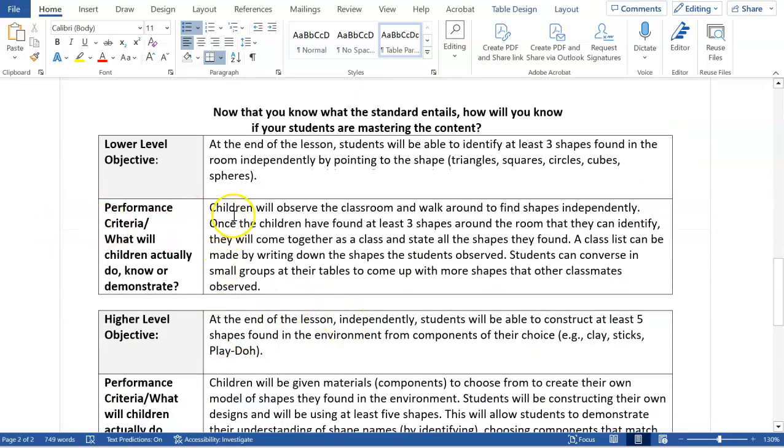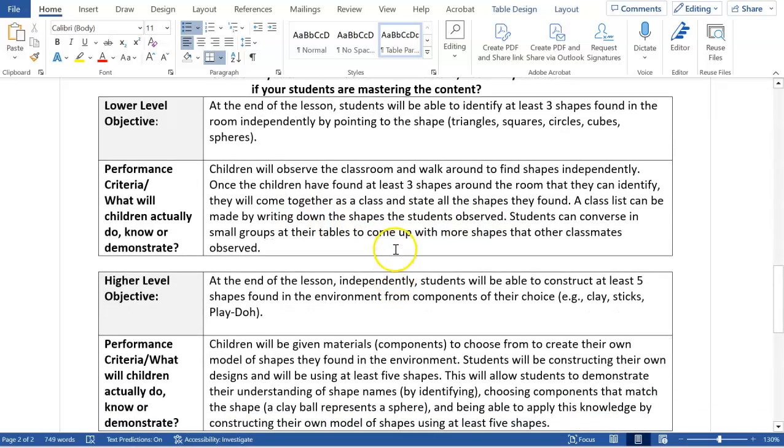Then remember, for the performance criteria, this is where you would define exactly what you would expect to see if students were able to master or achieve this objective. So you would probably be observing the children going around the classroom, looking to find the shapes. You would observe them pointing to the shapes, all of those different types of things. That's exactly what you would expect to see if students were doing what we ask them to do in this objective.